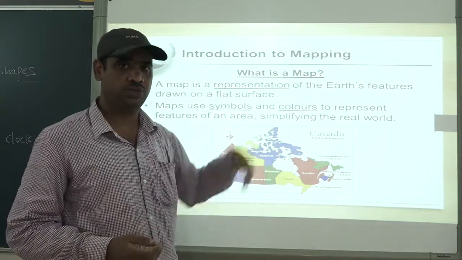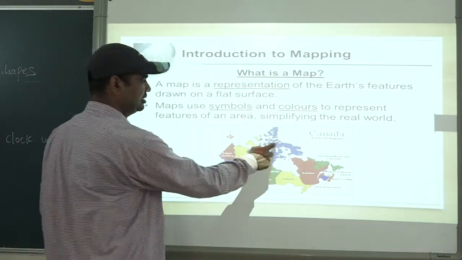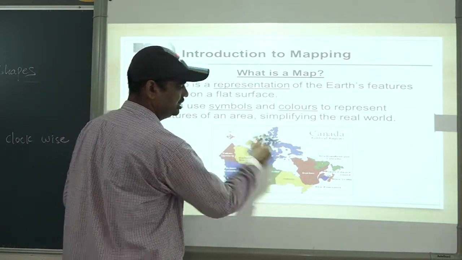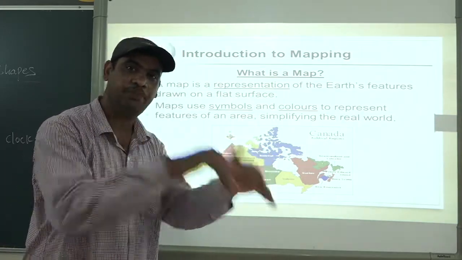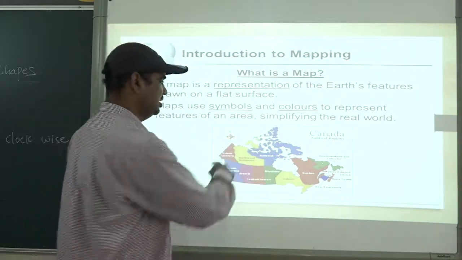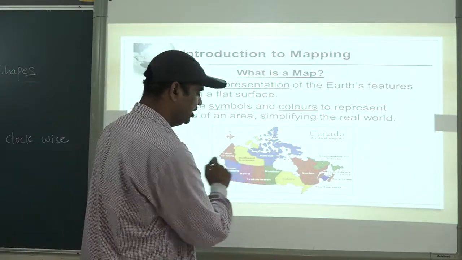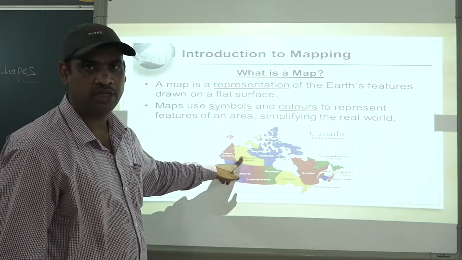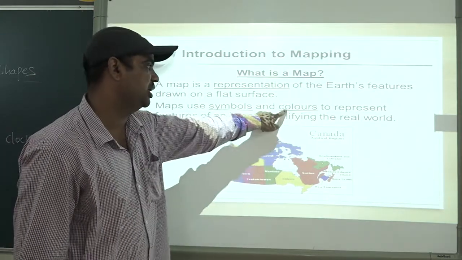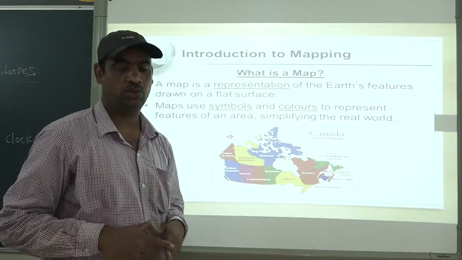Even colors are used. For example, in this map you can see different colors are used. Isn't it? Why are they used differently? Because they want to show sub parts of that particular area. For example, this is the map of Canada, and the different states are shown here. This color is showing a different state. This color is showing a different state. So colors are used on a map to get an idea of the sub parts.